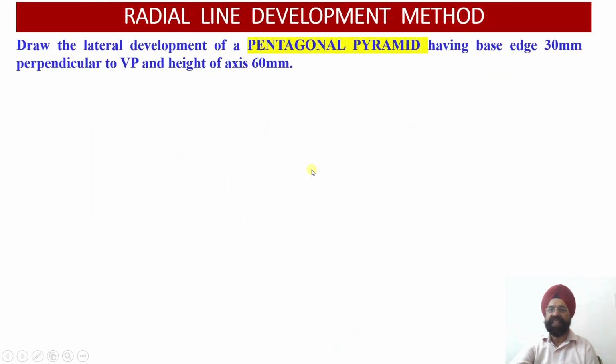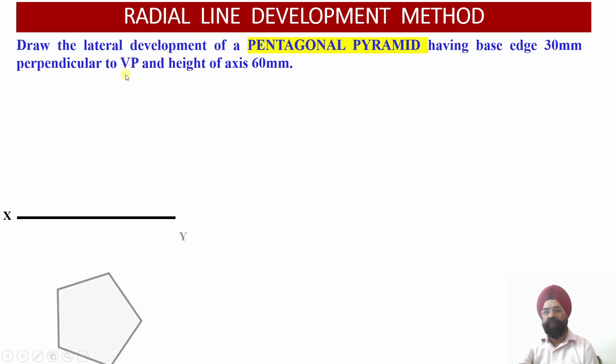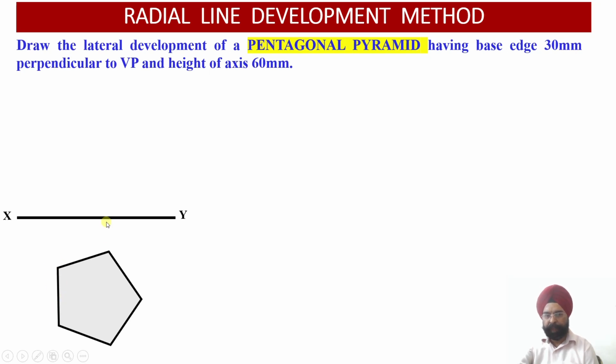Then the next is the development of the pentagonal pyramid. Here we have a pentagonal pyramid, and we are required to draw the lateral development of the pentagonal pyramid having base edge 30, and it is having one edge perpendicular to VP. Just see, it is going to have one edge perpendicular to VP. So we have drawn it in this orientation, right? This is one edge which happens to be perpendicular to the vertical plane. The edge is given to us as 30 millimeter. We'll work out the axis.